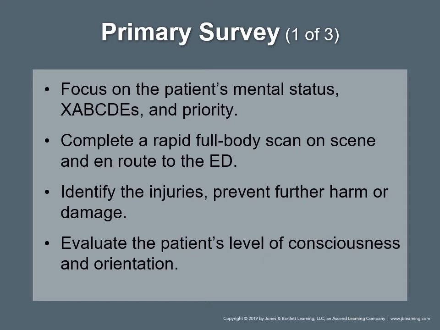Primary survey: focus on the patient's mental status, X, A, B, C, D, E's, and priority. Continue history taking and a secondary assessment in case of no life-threatening condition. If the patient has a significant MOI, then complete a rapid full body scan on scene and en route to the emergency department. Identify the injuries, prevent further harm or damage to the injured structures and surrounding tissues, and support the injured areas. Evaluate the patient's level of consciousness and orientation.